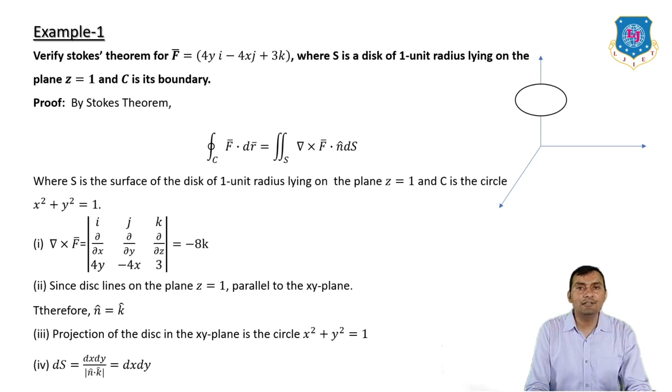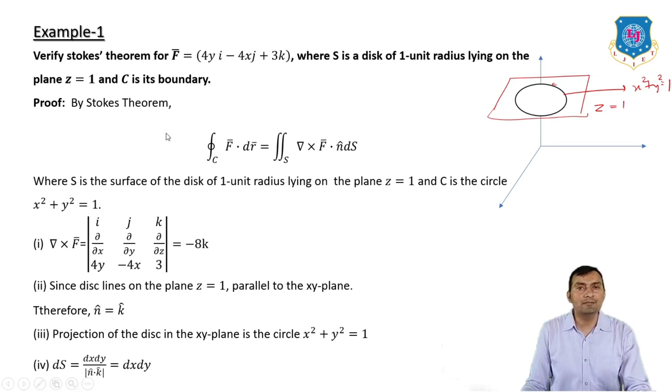So let us see the first example. Verify Stokes theorem for F equal to 4y i minus 4x j plus 3k, where S is a disk of 1 unit radius lying on the plane z equal to 1 and C is its boundary. So here C is its boundary. This is our plane, z equal to 1. So this is a circle x square plus y square equal to 1.